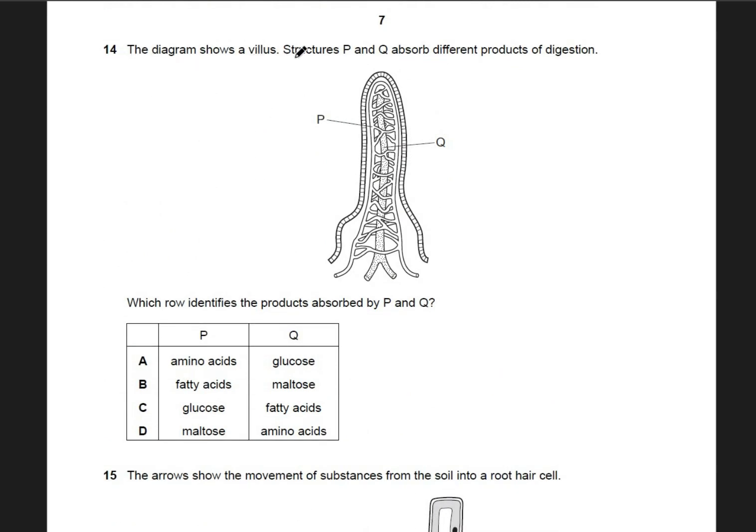Question number 14 says, the diagram shows a villus. The structures P and Q absorb different products of digestion. So one is the lacteal and one is the normal capillary network. Which row identifies the product absorbed by P and Q? So you should know which one is the lacteal and which one is the normal capillary. I just told you that the thick one inside is the lacteal. All right. So this absorbs the fatty acids. So Q will be absorbing fatty acids. So let's search for the option which is representing Q as fatty acids. Option number C is the correct option. All right.